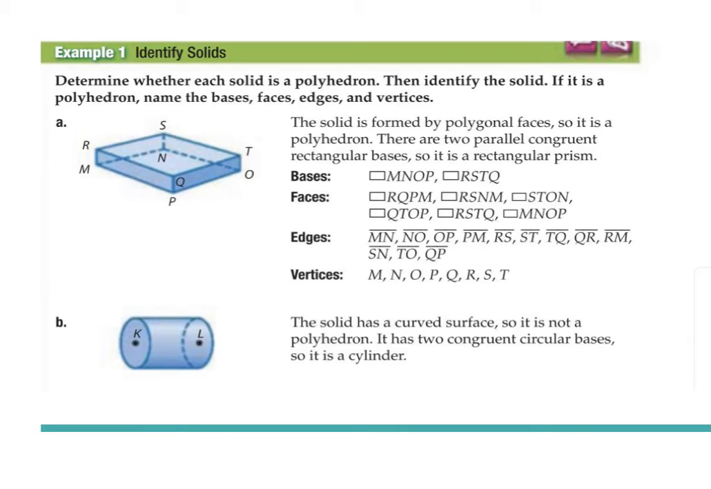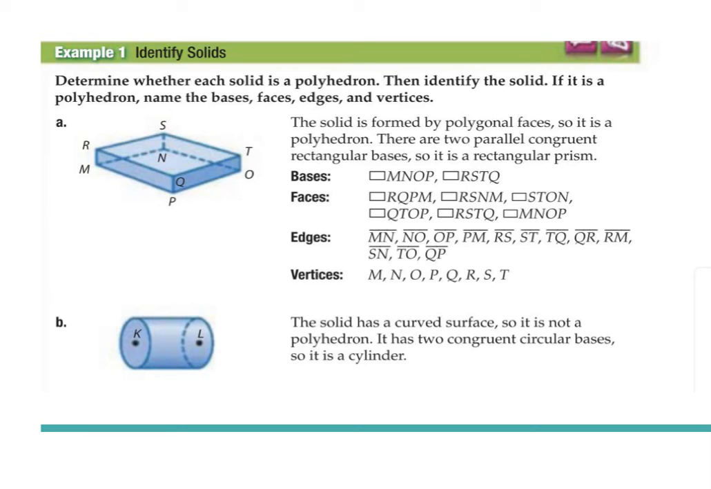In this example, we want to determine whether each solid is a polyhedron. Then we're going to identify the solid. If it is a polyhedron, we're going to name the bases, the faces, the edges, and the vertices. Now, this example is actually quite difficult to look at through a 2D image or through a video because you definitely want a 3D shape.